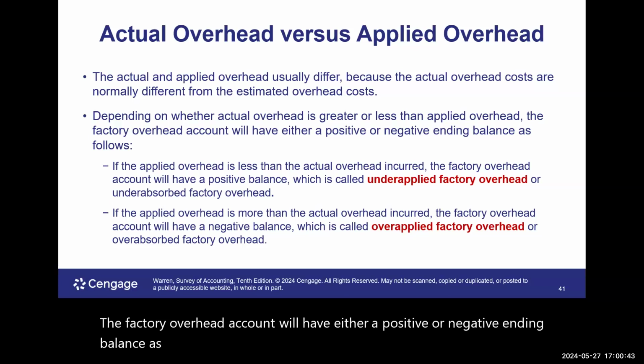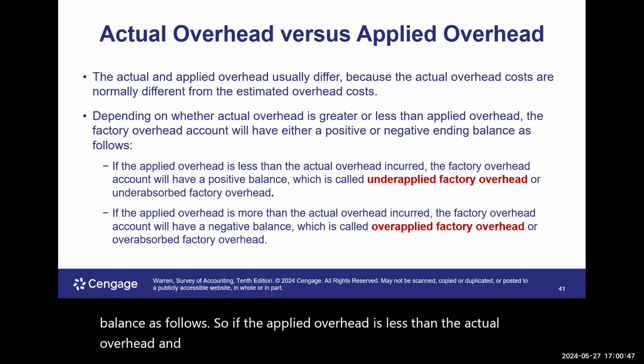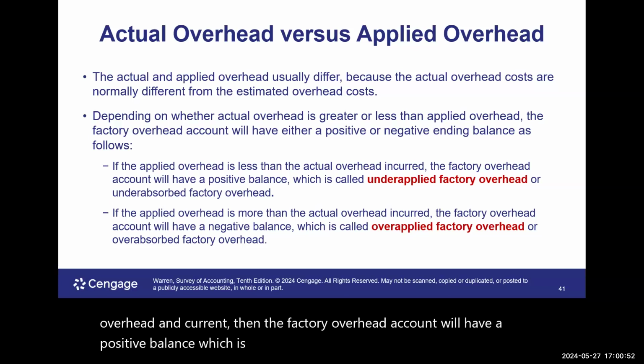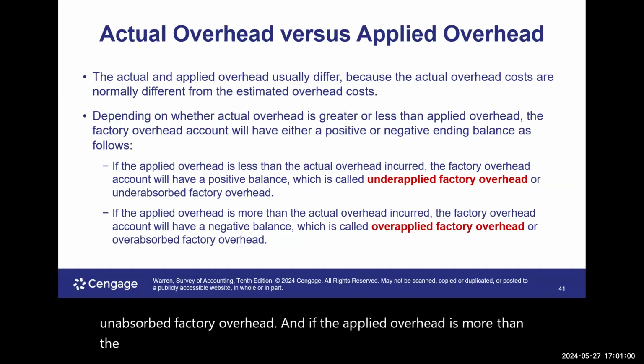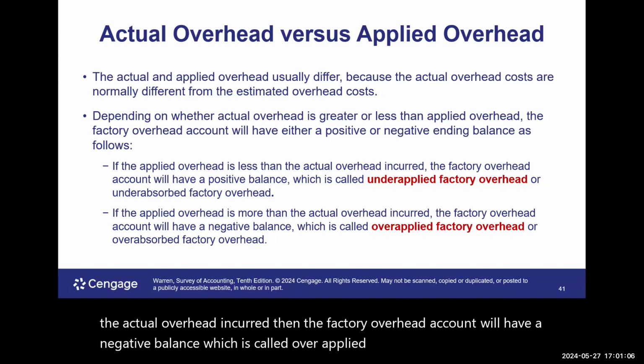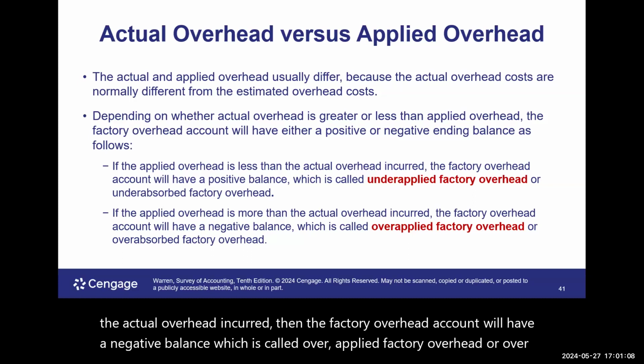If the applied overhead is less than the actual overhead incurred, then the factory overhead account will have a positive balance, which is called underapplied factory overhead or unabsorbed factory overhead. And if the applied overhead is more than the actual overhead incurred, then the factory overhead account will have a negative balance, which is called overapplied factory overhead or overabsorbed factory overhead.